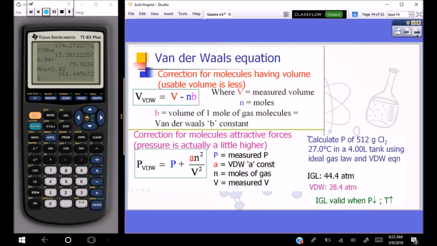You're not going to have to do this calculation at all, but you will be expected to know where it comes from and what kind of corrections you have to make. The key to know with real gases is that you have to correct for volume and for the attractive forces between molecules, which leads to a change in pressure.